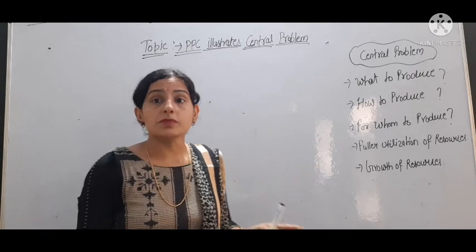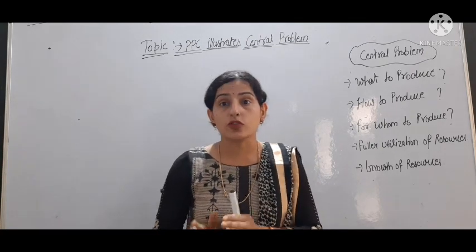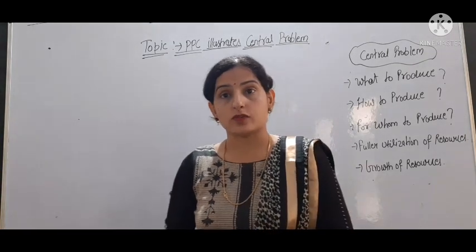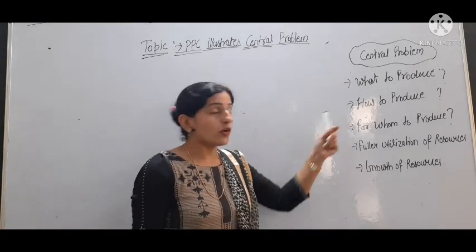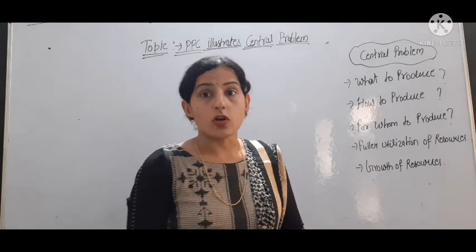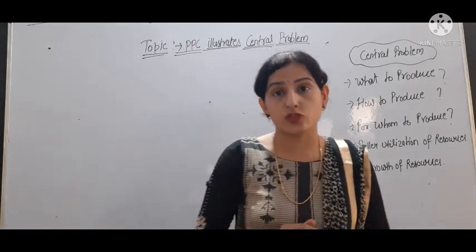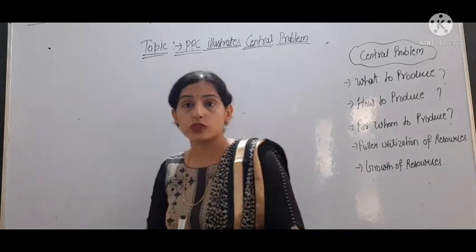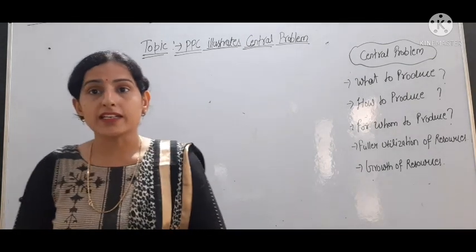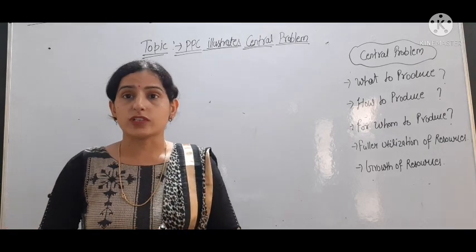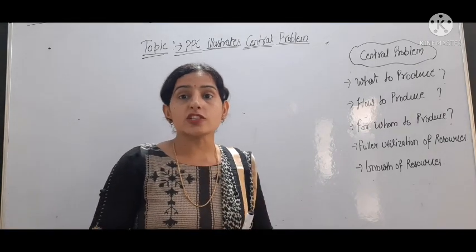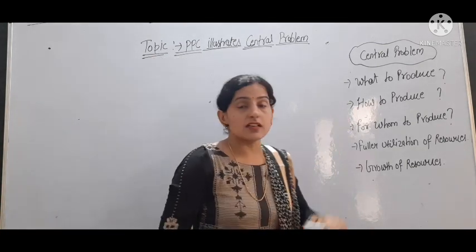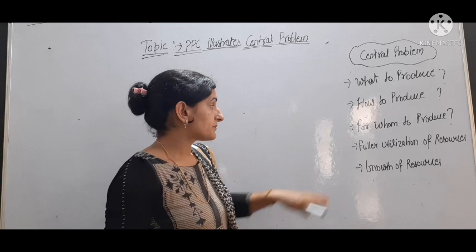What to produce means what type of goods should be produced, consumer goods or capital goods. Then how to produce means what technique should be used in the process of production. Mainly we have two types of techniques: labor intensive technique and capital intensive technique. So should the capital intensive technique be used or the labor intensive technique? That is also a problem of choice.